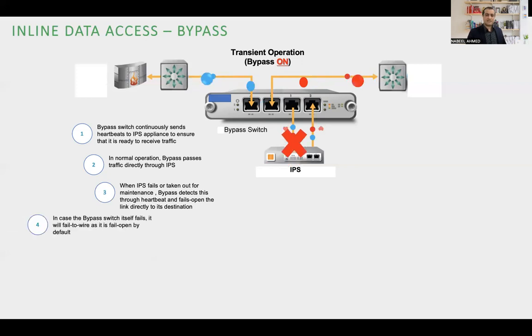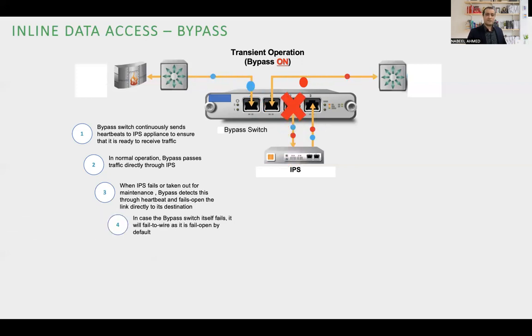There is another scenario: what if the whole bypass switch fails? There is an electricity failure, a power failure in the switch itself. So they have a built-in mechanism where they can still bypass the traffic through the physical channel. So this is not a point of failure. This is another good feature of using these bypass switches, which are actually, again, network packet brokers.